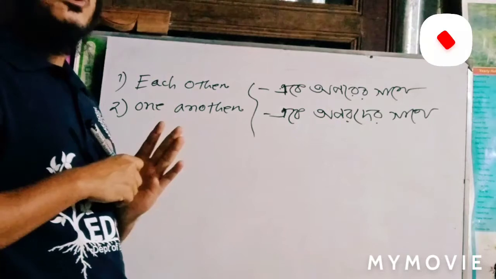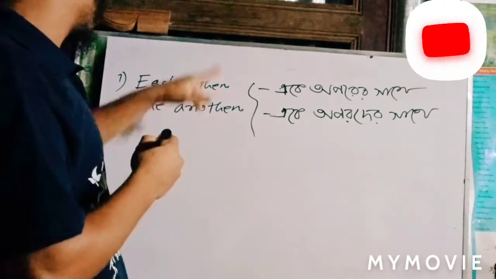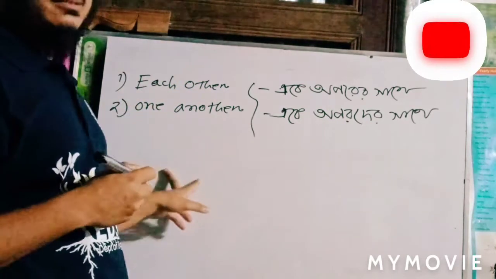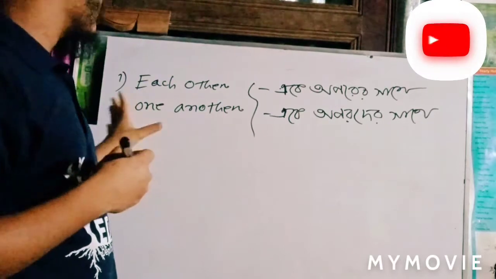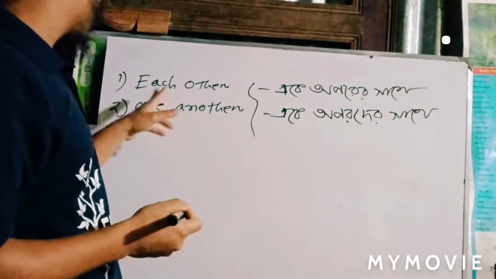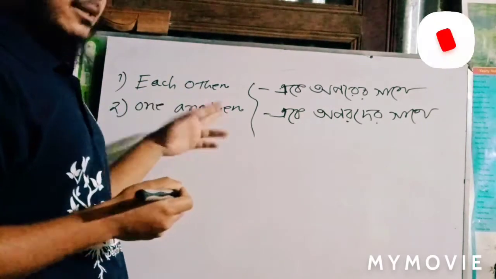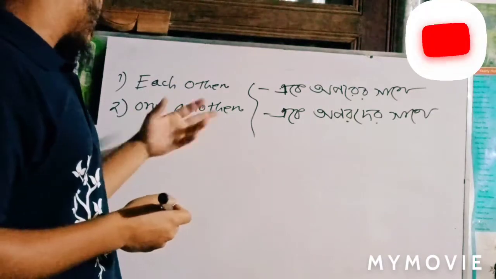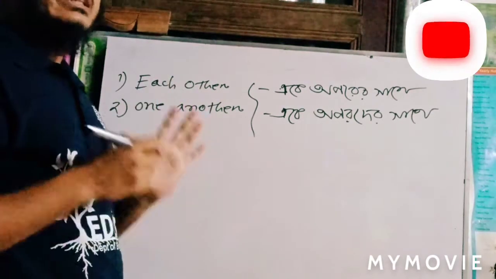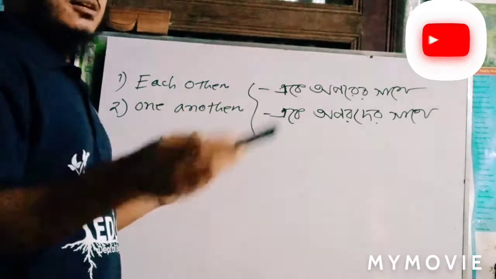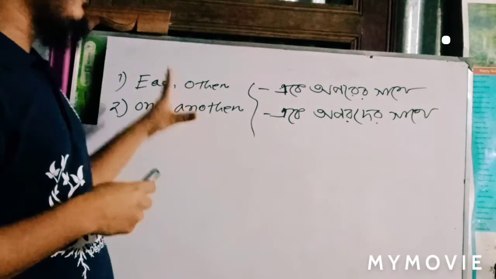So we have to know how to use these reciprocal pronouns in English sentences. Sometimes we make mistakes. Instead of each other, we use one another, and even instead of one another, we use each other. So that is the main problem. So let's start to know the main thing regarding these types of words.